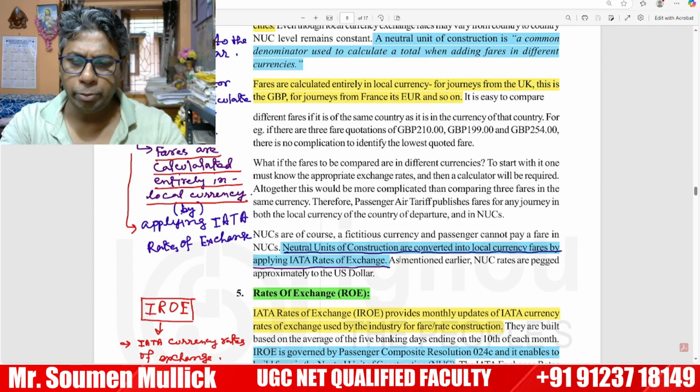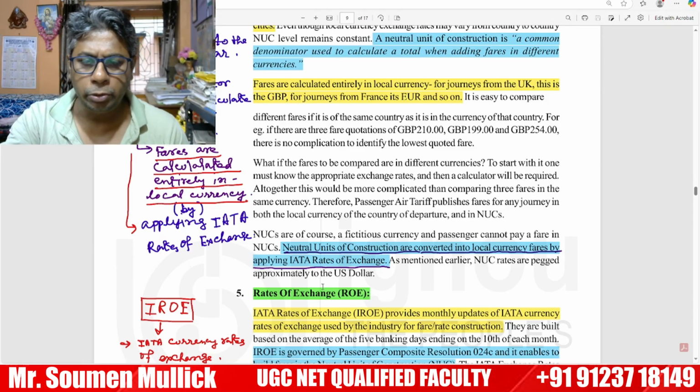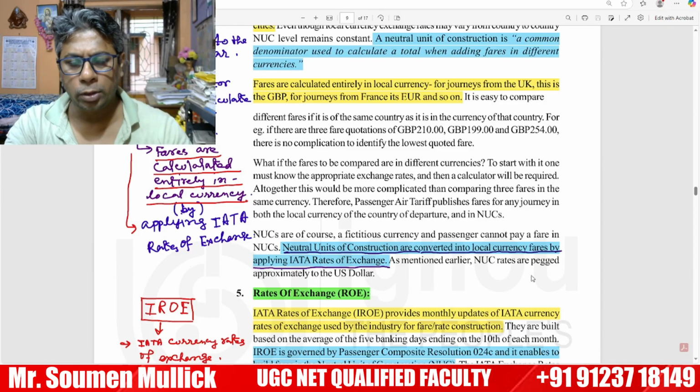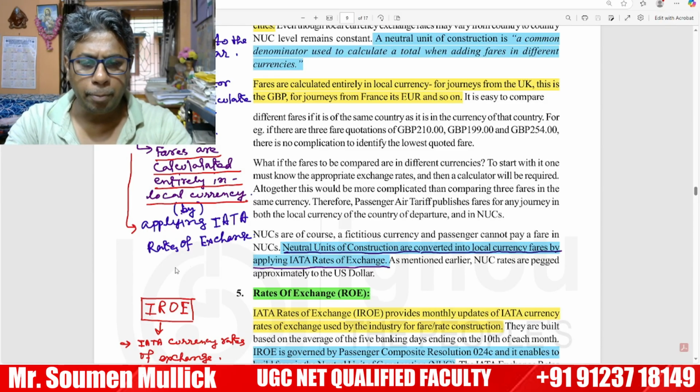And neutral units of construction are converted. This is a very important point. Neutral units of construction are converted into local currency by applying the IATA rate of exchange.